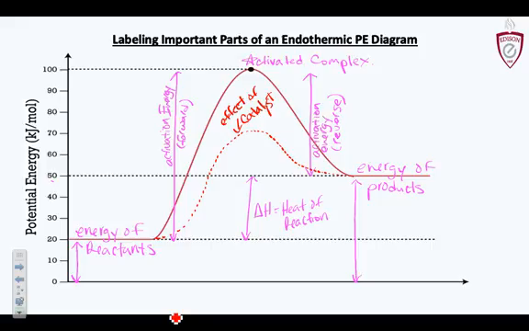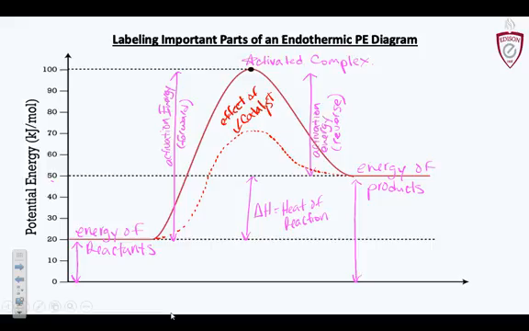So you're going to see questions: if I add a catalyst, which of these values am I going to change? You're going to change the activation energy of the forward and reverse reactions, and the potential energy of the activated complex. That's it. Because the heat of the products and reactants doesn't change. Notice the delta H is still right where it would have been. That's key. So this was an endothermic diagram because we started out with low energy and gained more.